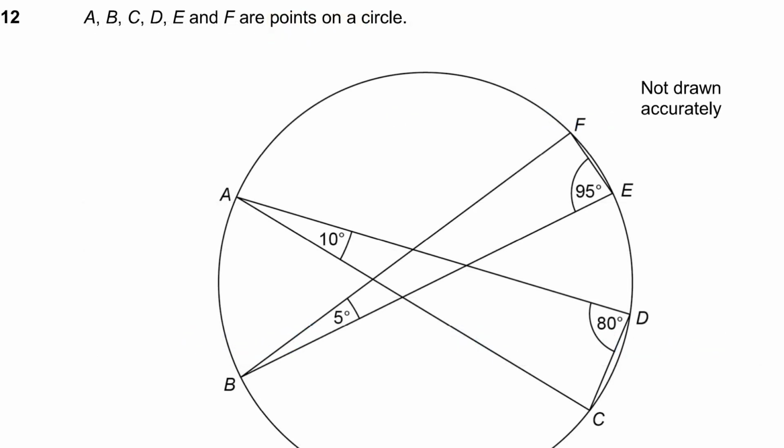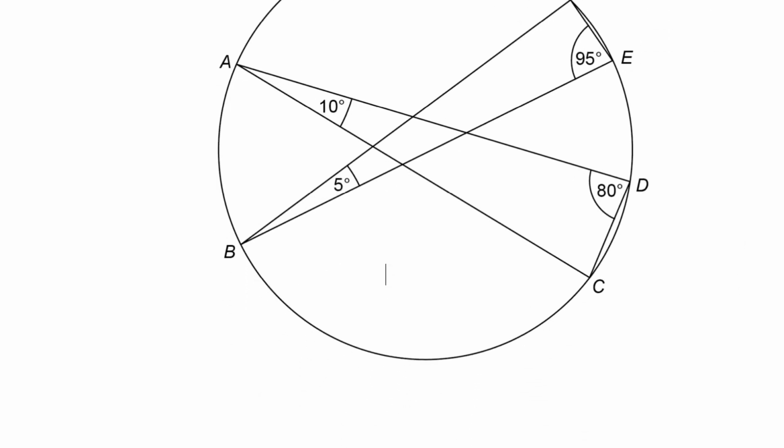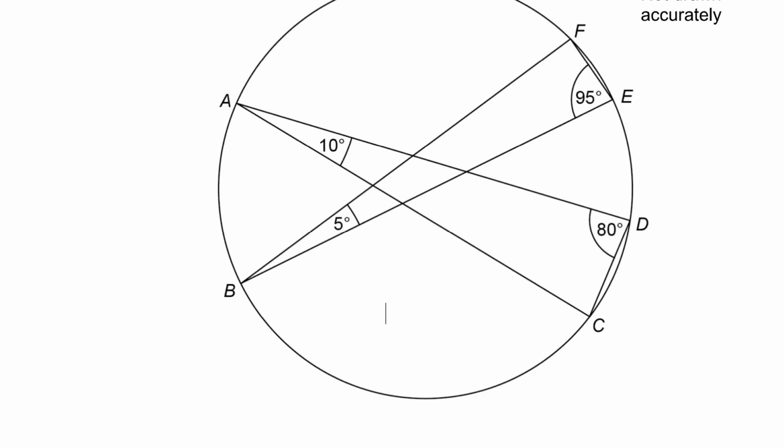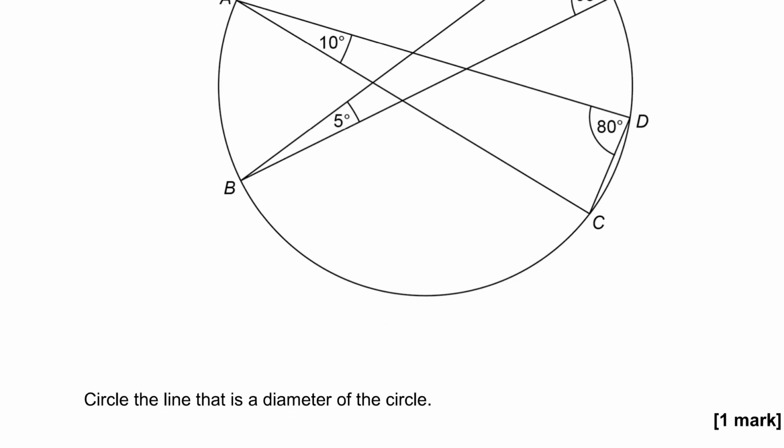Question 12, we've got a circle theorems question. The blurb at the top says A, B, C, D, E and F are points on the circle, and indeed they are. No other information to add to my diagram. Circle the line that is a diameter to the circle. Okay, now for it to be a diameter, what we want to be able to do is use our circle theorem that involves a diameter. So if I've got a diameter and I subtend an angle in it, then this one here will be a right angle. So I can use that to work out which is going to be the semicircle.